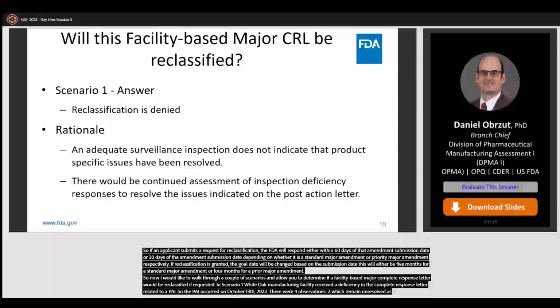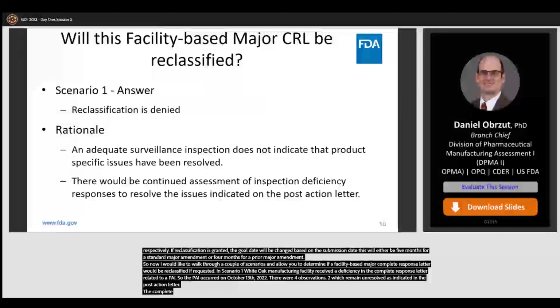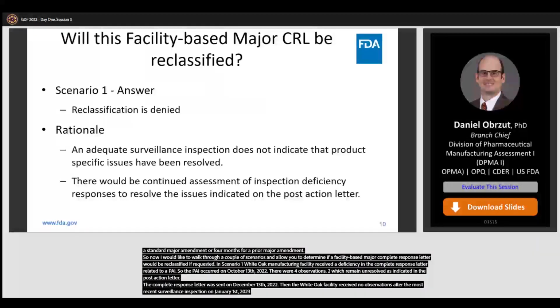No, the reclassification would be denied. An adequate surveillance inspection does not indicate that product-specific issues have been resolved, and continued assessment of the inspection deficiency responses to resolve the issue indicated on the post-action letter would be required.